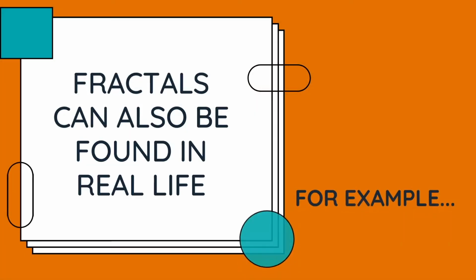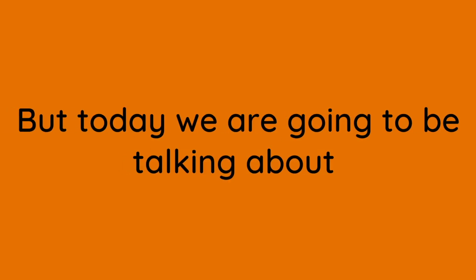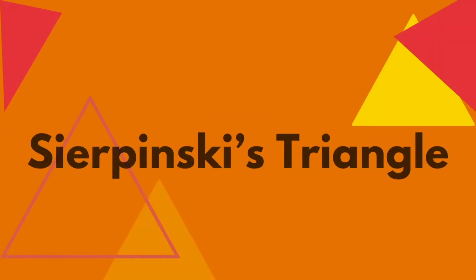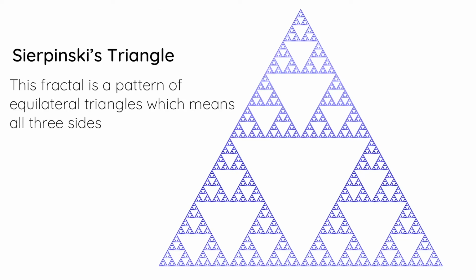Fractals can also be found in real life, for example in some plants or snowflakes. Today we're going to be talking about a fractal called Sierpinski's triangle. This fractal is a pattern of equilateral triangles, which means all three sides of the triangle are the same length.